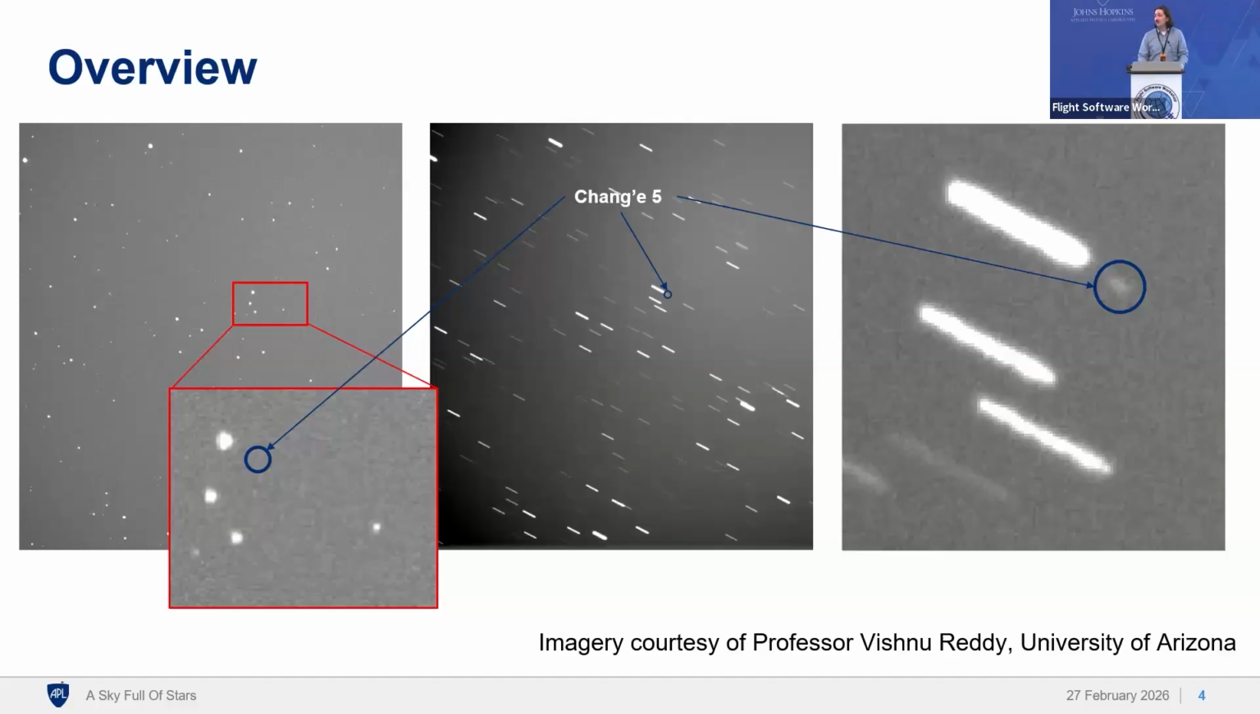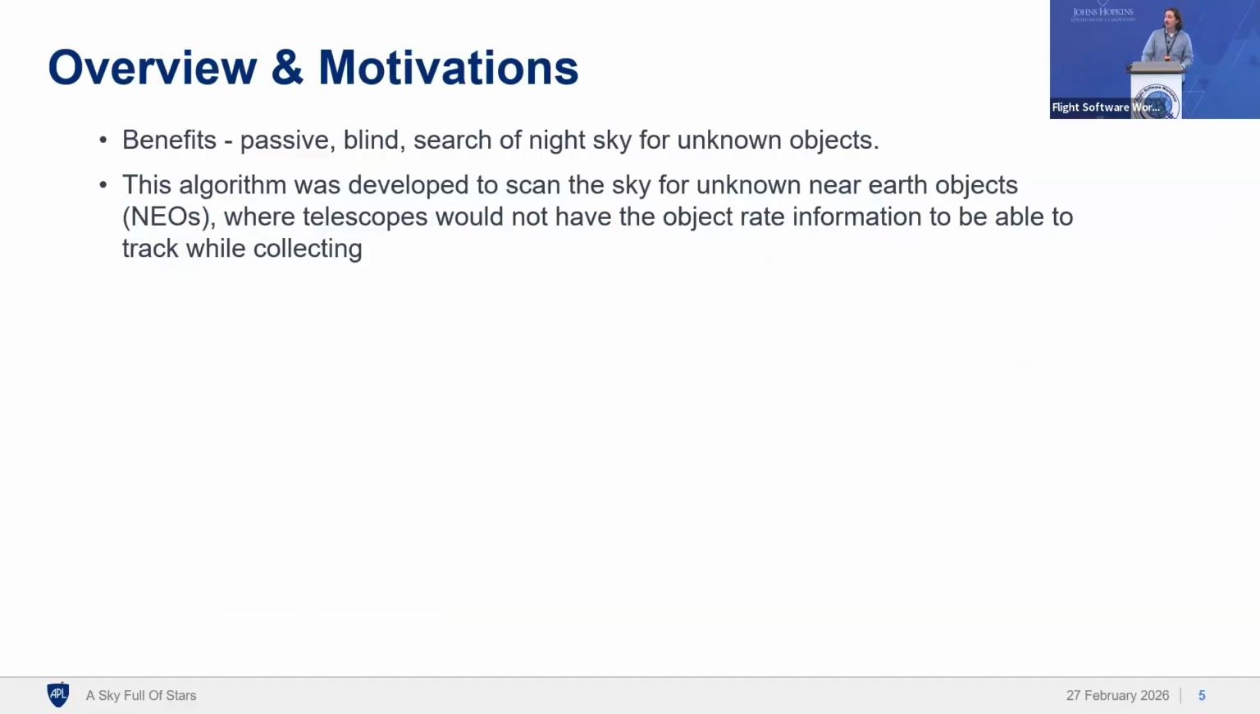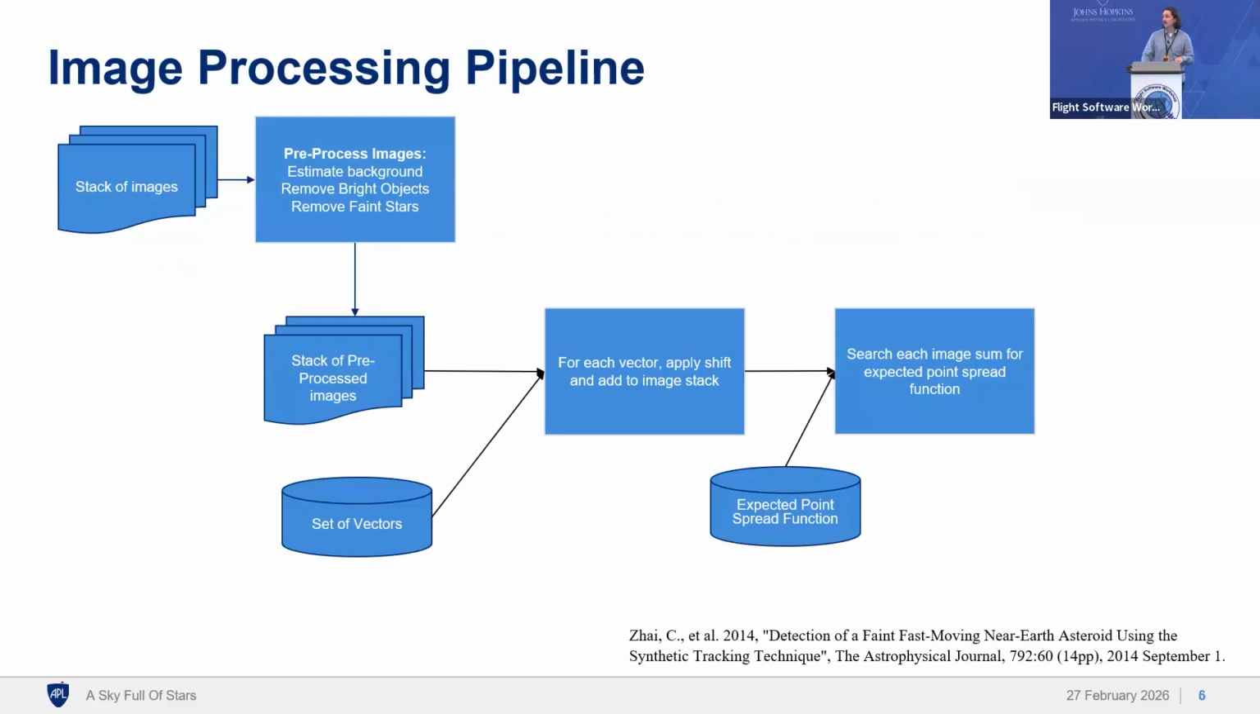That's great. So some of our motivations here is we want to have a passive blind search of the night sky for unknown objects. So this synthetic tracking algorithm was designed to scan the night sky for unknown near-Earth objects where telescopes would not have object rate information to be able to track while collecting. So it's an important point here that you would need to know the trajectory of the object to be able to take pictures of it, where we could instead just take images and then sort through them later and try and find those objects.